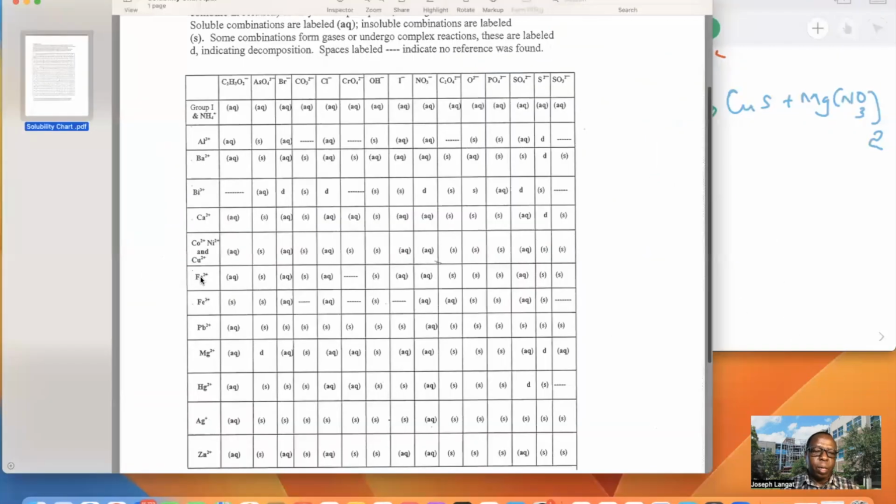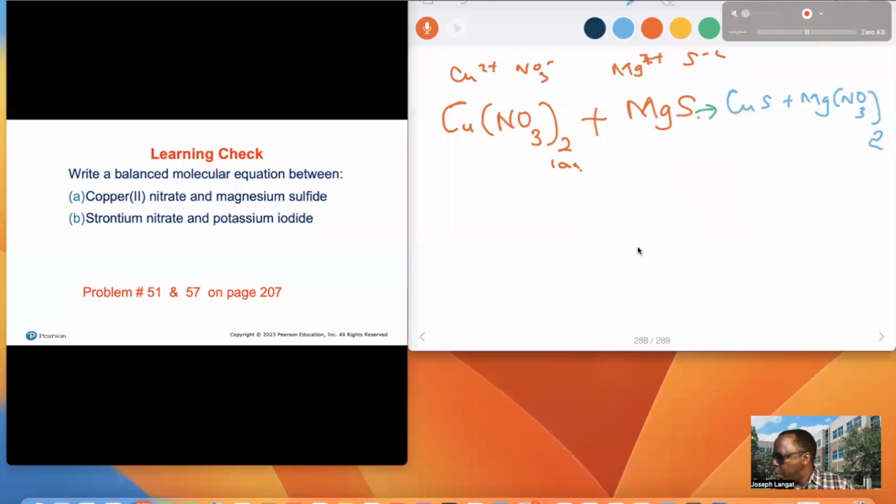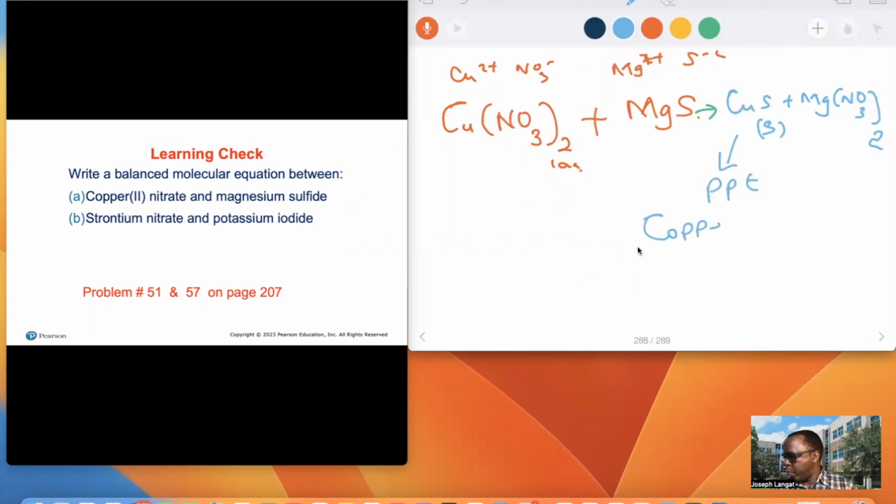And if you look at copper here with sulfur right here, it is solid. Solid, which means the precipitate here is copper 2 sulfide. We call this PPT for precipitate, copper 2 sulfide, IDE, not sulfides for the atomic ion. And this is soluble. Magnesium nitrate is soluble.